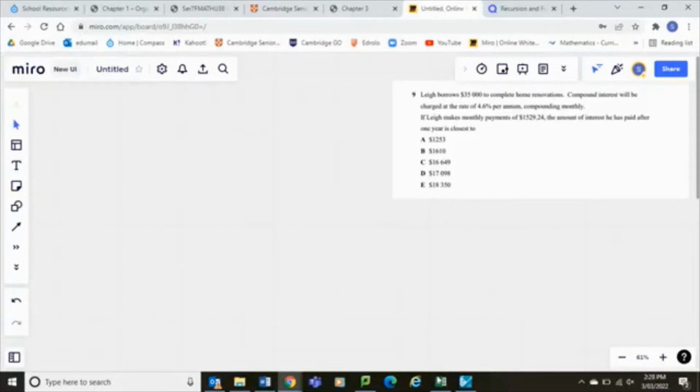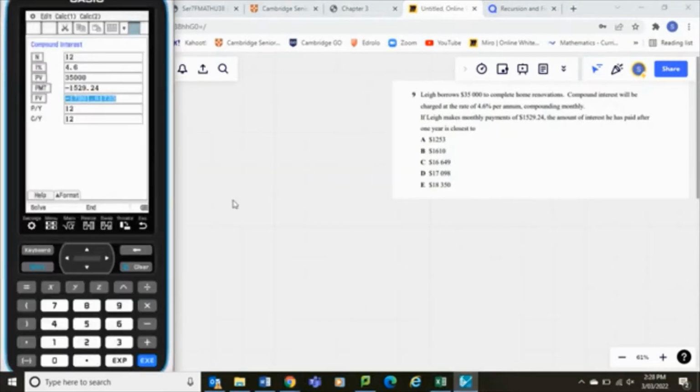So the first step we should all be able to do. All we really have to do is put all of these values into your financial solver. So you've got 12 payments because it's after 1 year. We've got our compounding and paying monthly down here. We've got our initial value, our interest rate, and the payments.